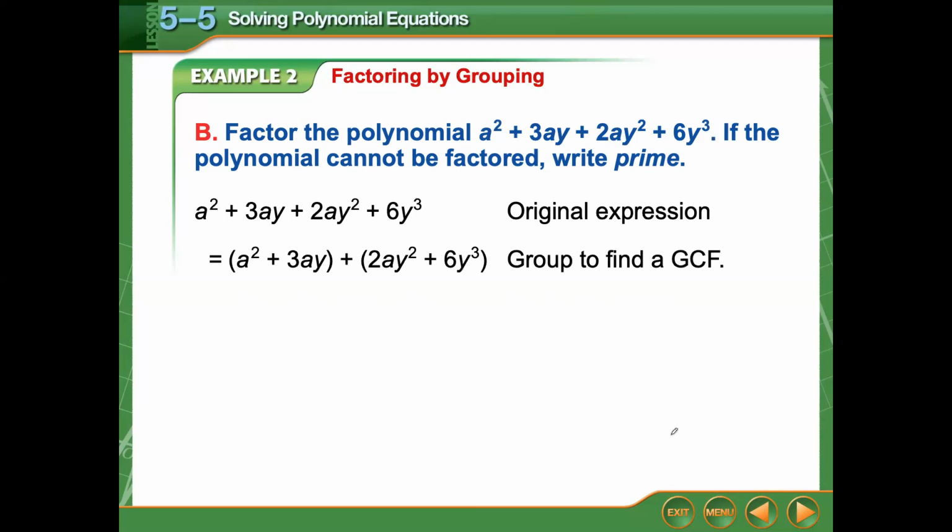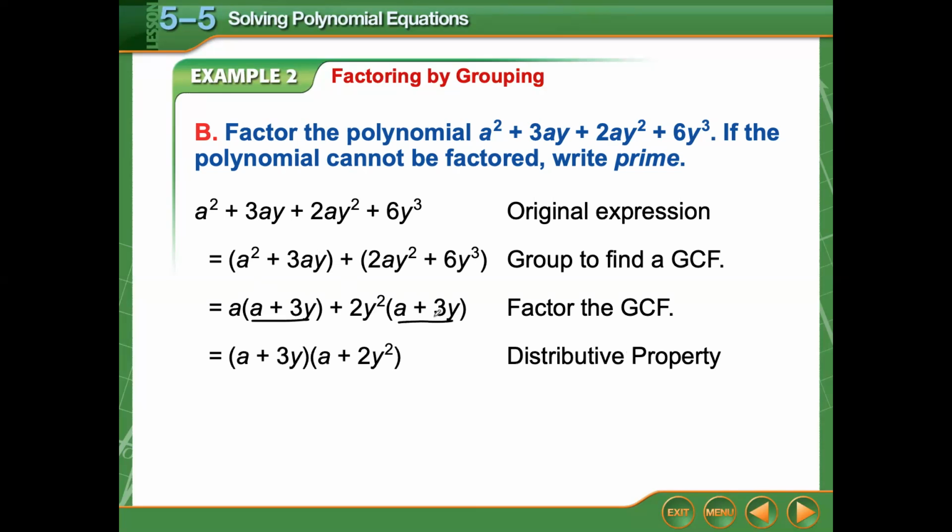So in this case, we are going to group a squared and 3ay, and then 2ay squared and 6y cubed, and factor out the GCF, which would be a and 2y squared. And we do notice that our parentheses are the same. So since they are the same, we did factor correctly, and we have a plus 3y times a plus 2y squared. And as a reminder, again, the second factor comes from what's in front of the parentheses.